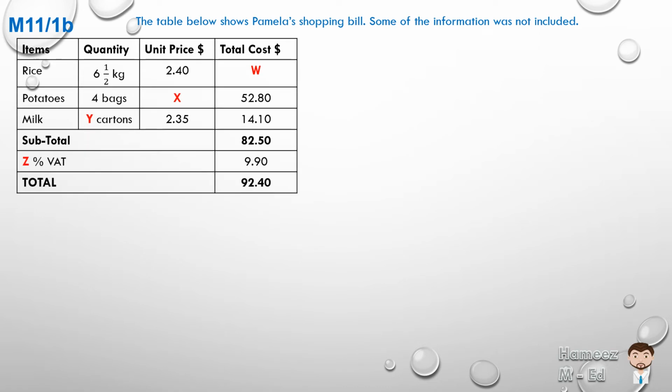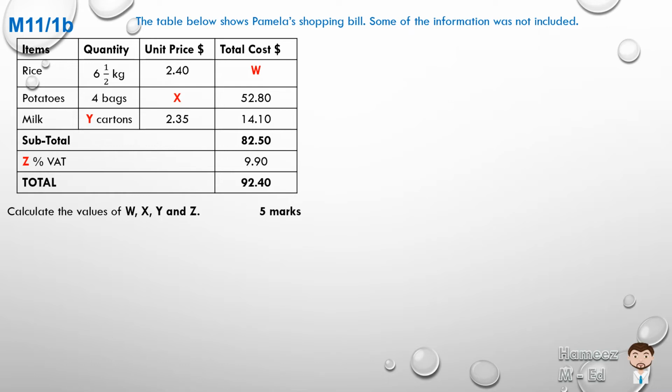total cost. And if we come downwards, we'll see that when we worked out rice, potatoes, and milk, they gave us a subtotal. And we're missing how much VAT, or what percentage of VAT is being charged, and we know the grand total. So calculate the values of W, X, Y, and Z.